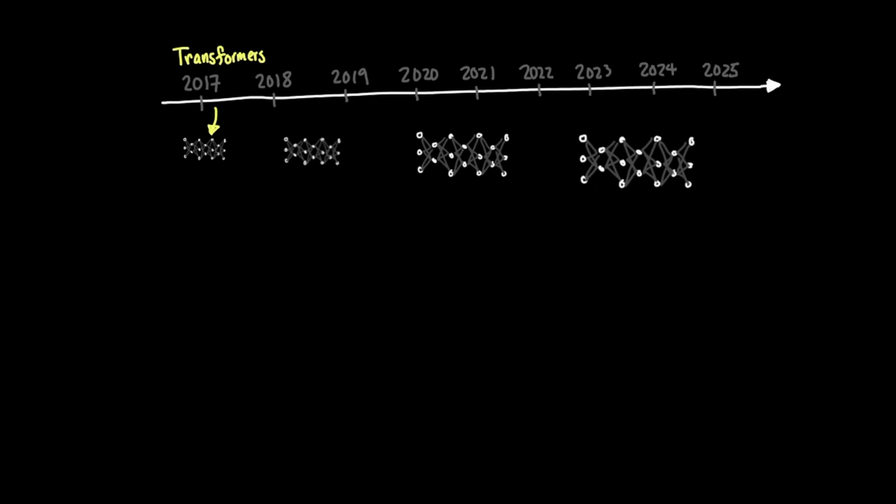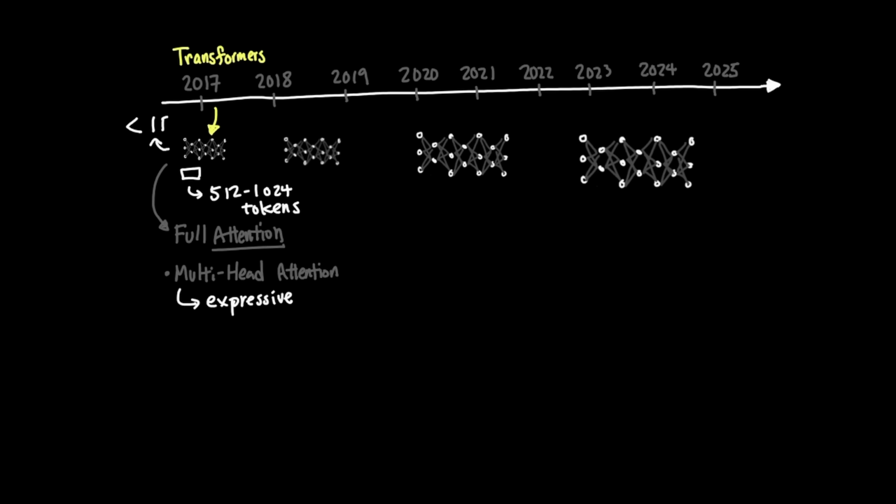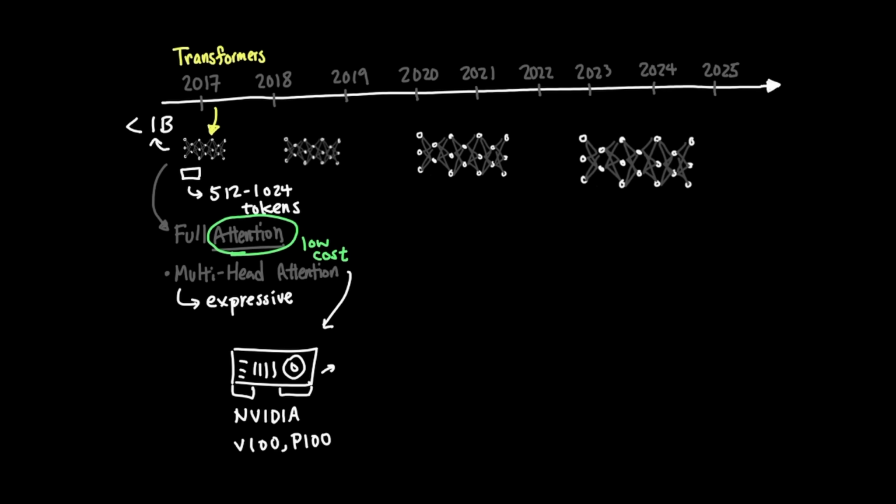When transformers were first introduced back in 2017, we relied on a full attention mechanism using what's called multi-head attention, and this is what made transformers so expressive in their core ability to understand text. Back then, context windows were 500 to 1,000 tokens, and models were smaller than 1 billion parameters, so the cost of attention was next to nothing given the hardware available back then.